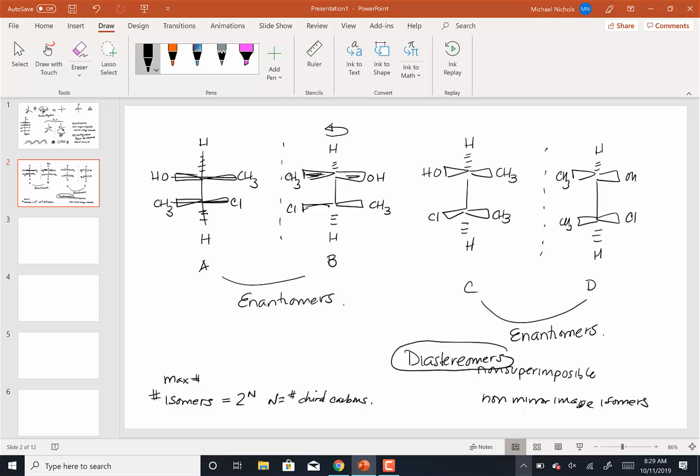Okay. So in this case, A has one enantiomer and two diastereomers. And that's true for all the molecules. They have one mirror image, but then they have two other diastereomers to them.